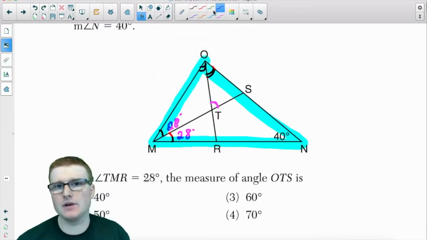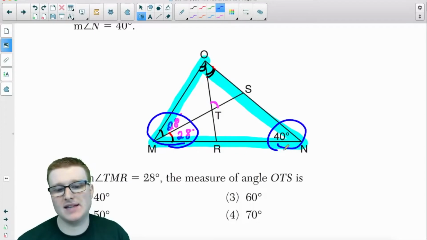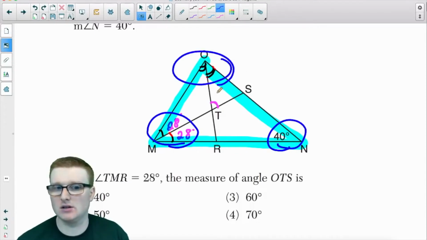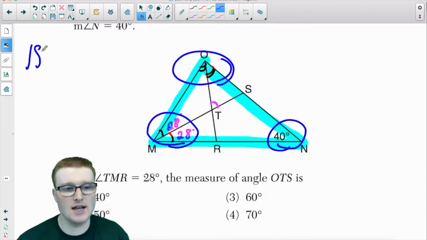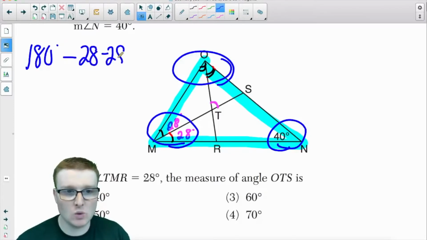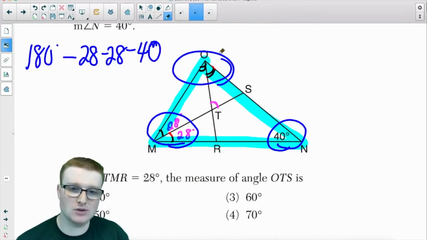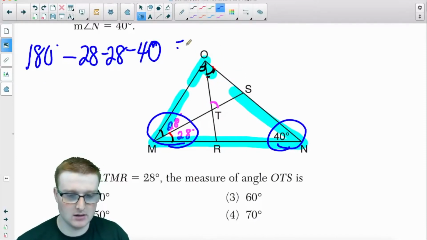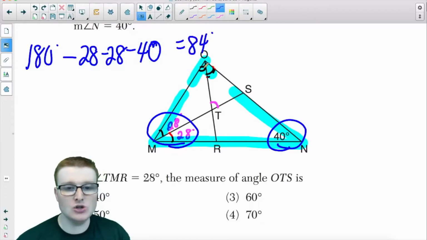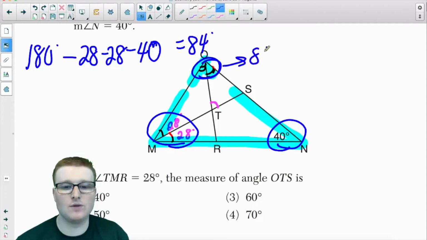We already have two angles, ladies and gentlemen. We have this angle and we have this angle. We have to solve for this. All we need to do is take 180 degrees minus the 28, minus the 28 again, because there's two of them, minus the 40 degrees. The top angle that you see there, folks, that angle is going to be a measure of 84 degrees. Okay, so this whole angle is 84 degrees.